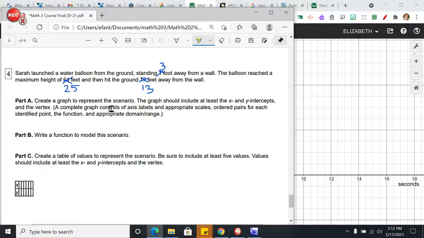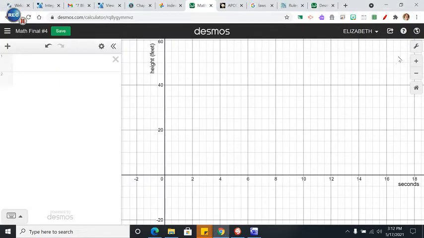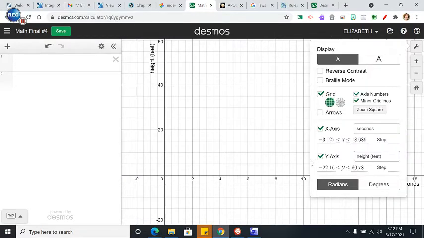A complete graph consists of labels, so we need to label our axes, ordered pairs for each point, the function, appropriate domain, and range. So I'm going to change the labels. Well, mine are already in there, but you're just going to click on this little wrench, and you're going to make your x-axis the time.